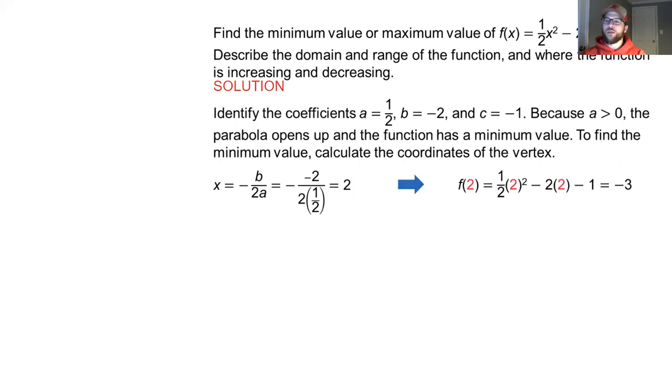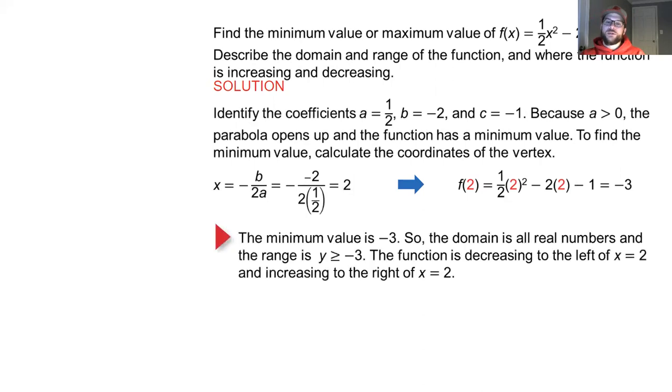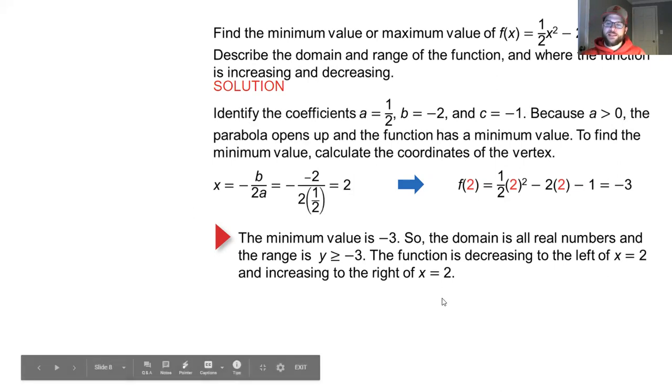Then take that 2 and plug it into the x value of your equation. 1/2 times 2 squared minus 2 times 2 minus 1 gives you -3. So your vertex is the coordinate point (2, -3). And we already talked about, since the parabola opens up, that the minimum value is -3. So the range is all values above -3. Domain is always going to be all real numbers. That will never change as long as we're talking about parabolas. The function is decreasing to the left of x equals 2 and increasing to the right of x equals 2. Remember, we're just using that same x equals 2 from our axis of symmetry.